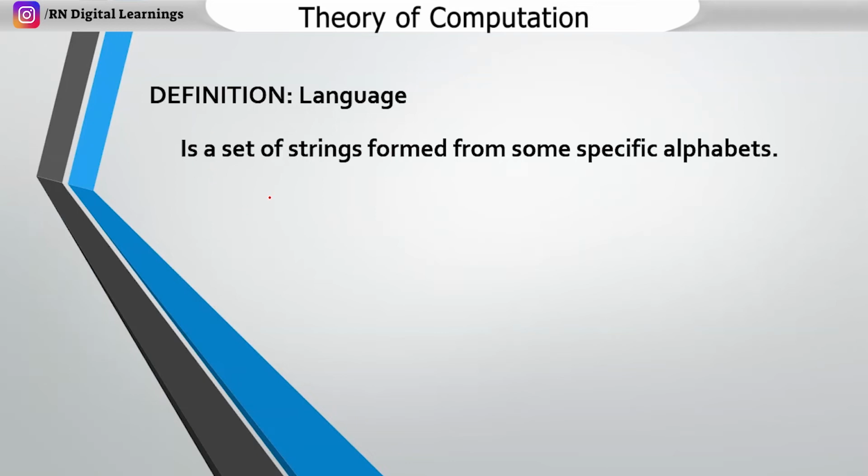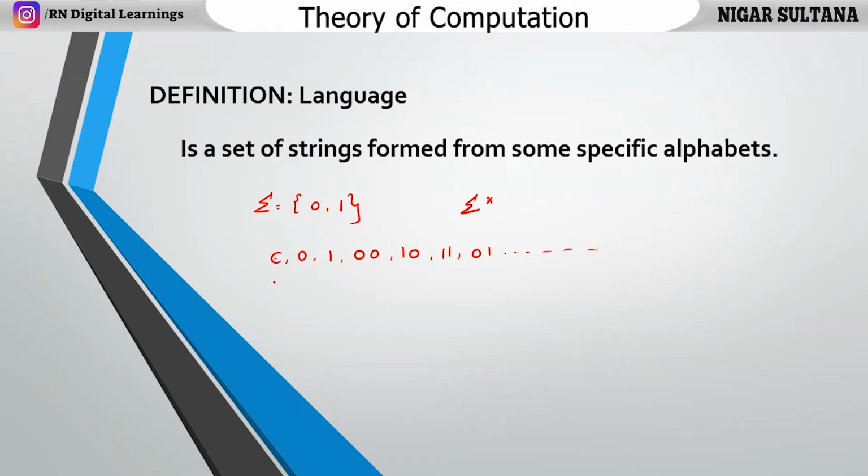Like, among 0 and 1, 0 is one symbol and 1 is another symbol. So this is a language. I have told you the language is denoted by sigma star. Then what can be the strings of these alphabets? First it can be an empty string, then 0, 1, 0 0, 1 0, 1 1, 0 1, etc. So these are all the set of strings which make up a language.